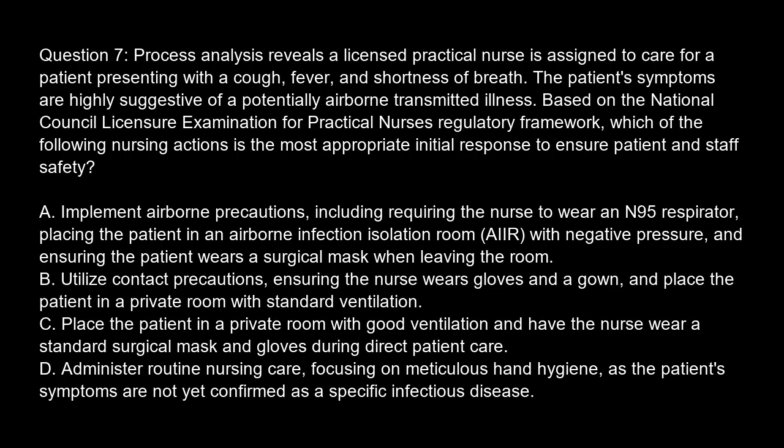Option A. Implement airborne precautions, including requiring the nurse to wear an N95 respirator, placing the patient in an airborne infection isolation room, AIIR, with negative pressure, and ensuring the patient wears a surgical mask when leaving the room. Option B. Utilize contact precautions, ensuring the nurse wears gloves and a gown, and place the patient in a private room with standard ventilation. Option C. Place the patient in a private room with good ventilation, and have the nurse wear a standard surgical mask and gloves during direct patient care. Option D. Administer routine nursing care, focusing on meticulous hand hygiene, as the patient's symptoms are not yet confirmed as a specific infectious disease.